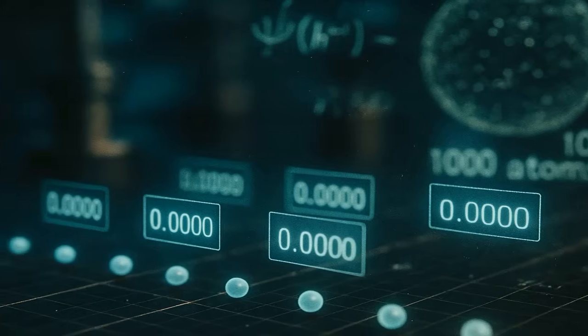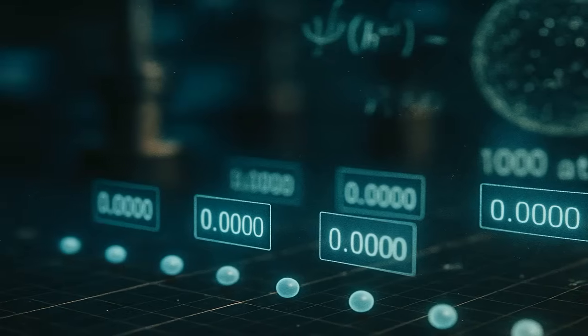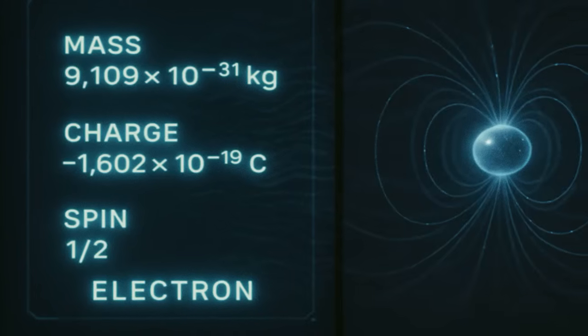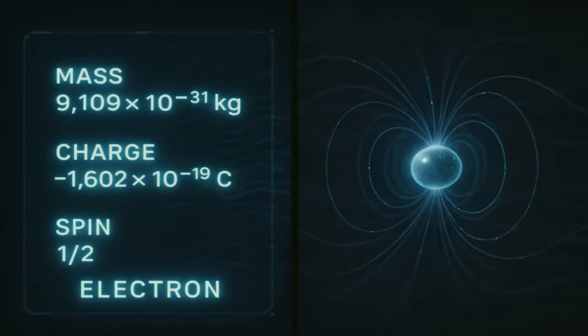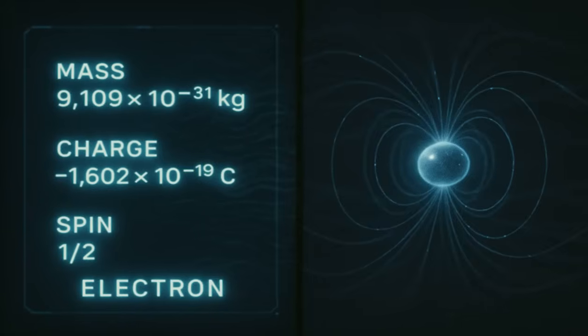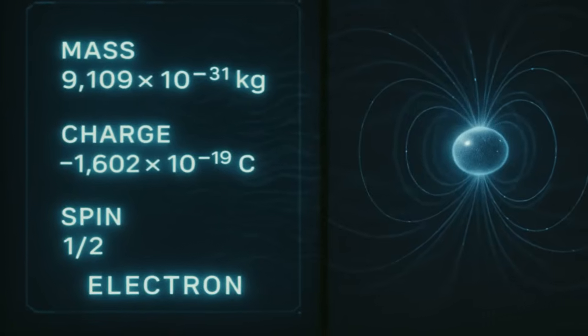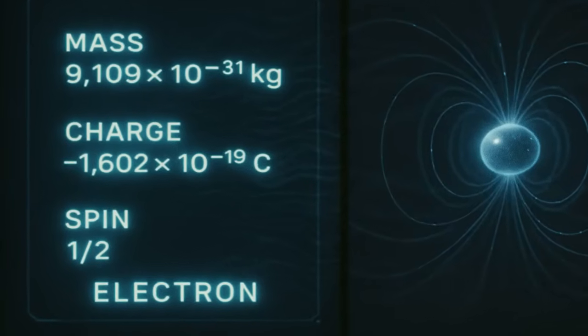Same mass at 9.109 times 10 to the negative 31 kilograms. Same charge at negative 1.602 times 10 to the negative 19 coulombs. Same spin at 1/2, every electron, everywhere, always. But electrons laugh at this logic.